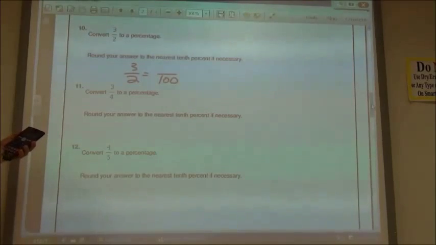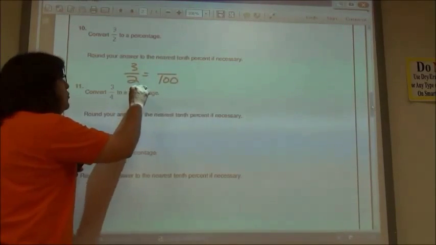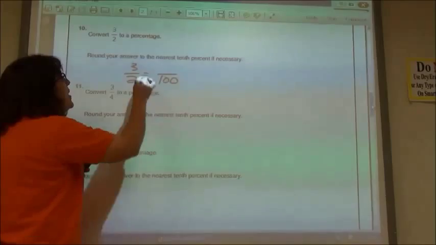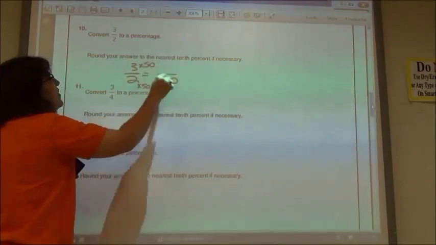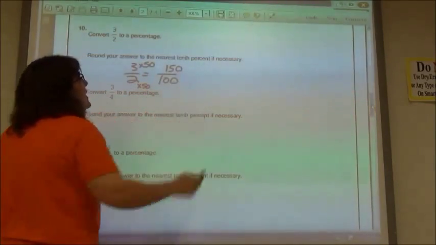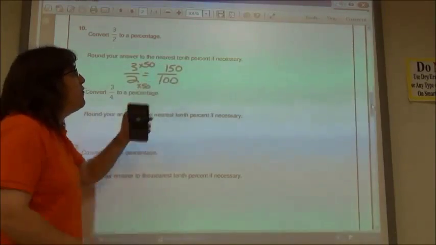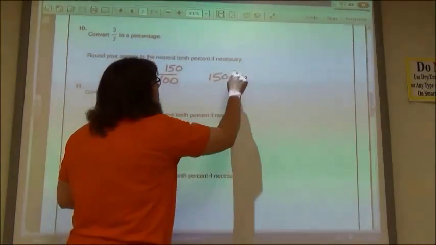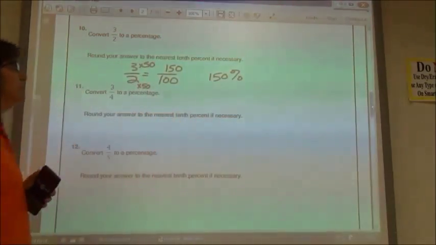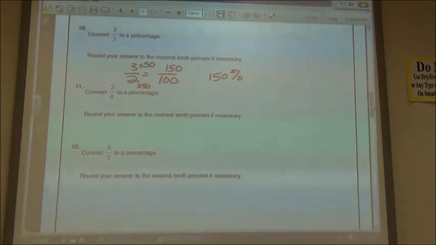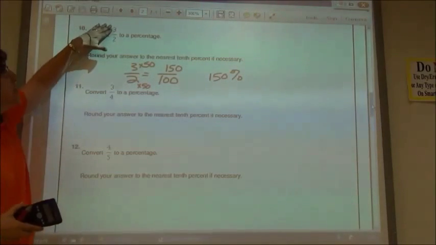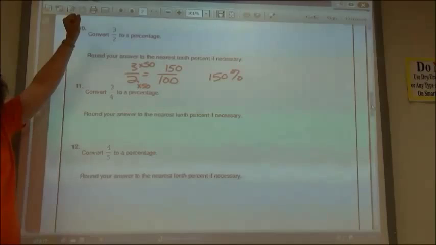100 divided by 2 is 50, so 2 times 50 is 100. So I'd have to take 3 times 50, which is 150. 150 over 100 is 150%. So 3 halves, which is an improper fraction, is 150%.